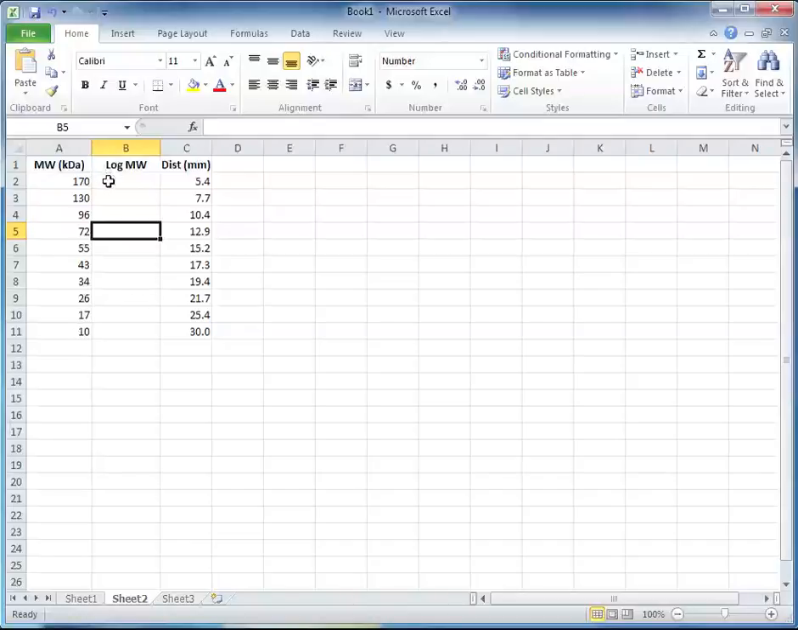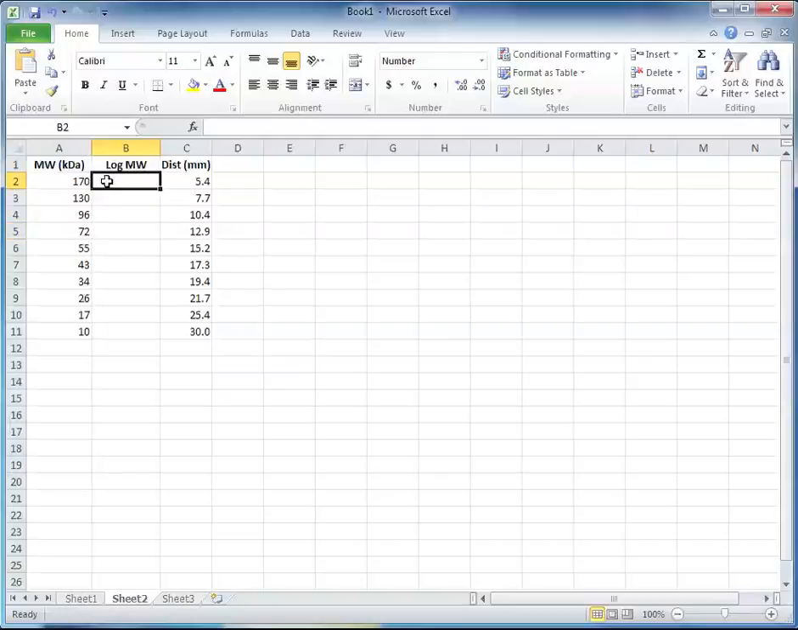Now, we don't plot directly the molecular weight to the distance because there's not a linear relationship. We won't get a line. However, there is a logarithmic relationship between these, and so what we do is we can plot the log of this versus this. So first thing we need to do is calculate the log.